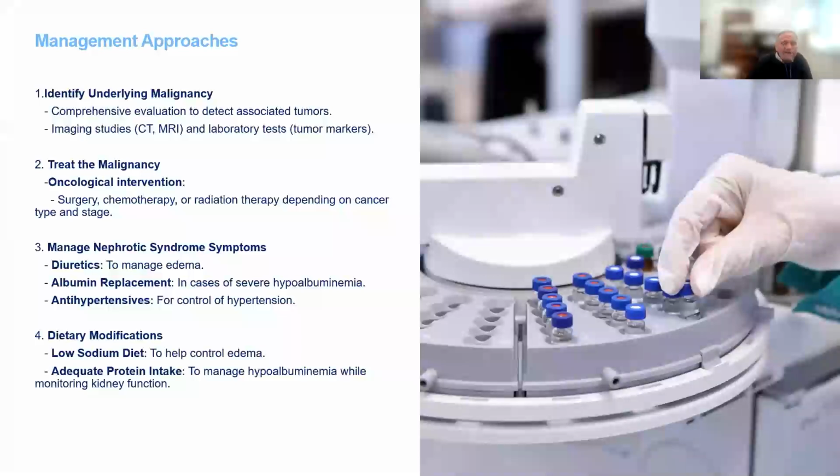If the malignancy has been identified, the main thing is going to be to treat this particular patient: surgery, chemotherapy, radiation, depending on the cancer type and stage. And we as nephrologists will manage some of the symptoms associated with the nephrotic syndrome, including the use of diuretics, albumin replacement if there is severe hypoalbuminemia, as well as antihypertensives, in particular ACE inhibitors, and low salt to help control the edema, and the appropriate protein intake to help with the hypoalbuminemia.